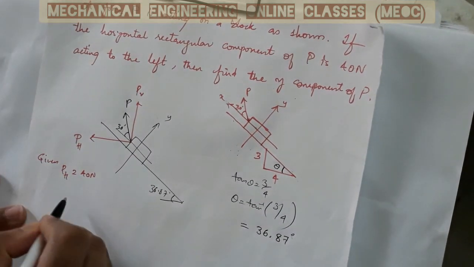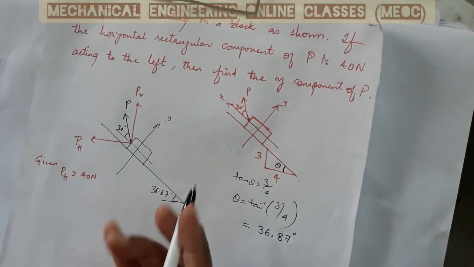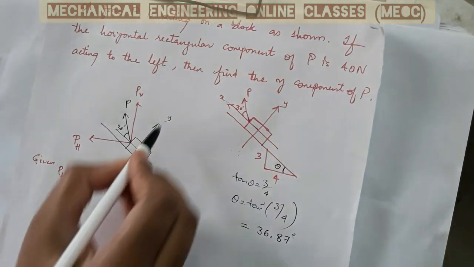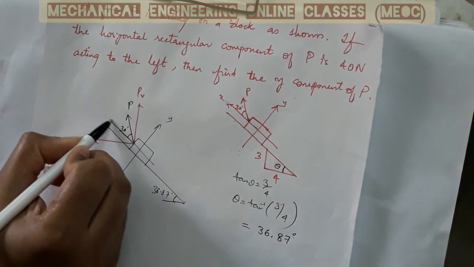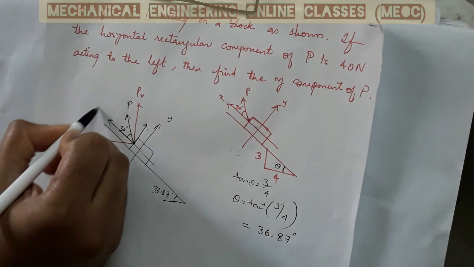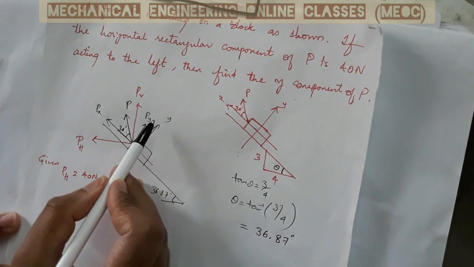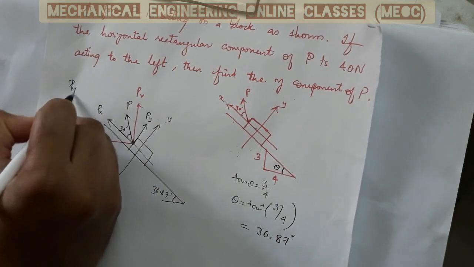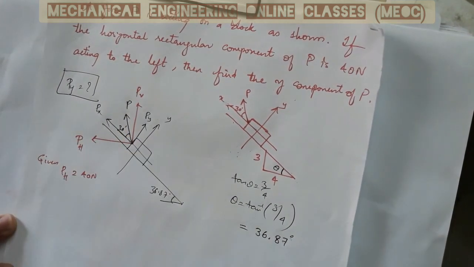Now what is PX and PY? We need to find PY. If I am to split P along X and Y, then it will be PX and PY like this. So the question is to find PY.